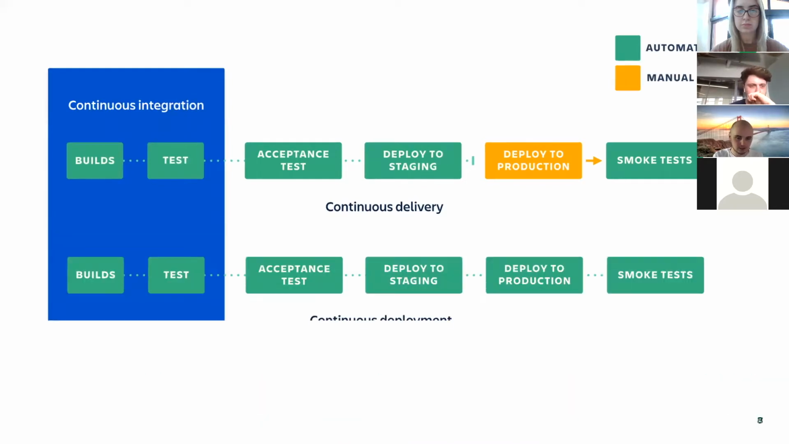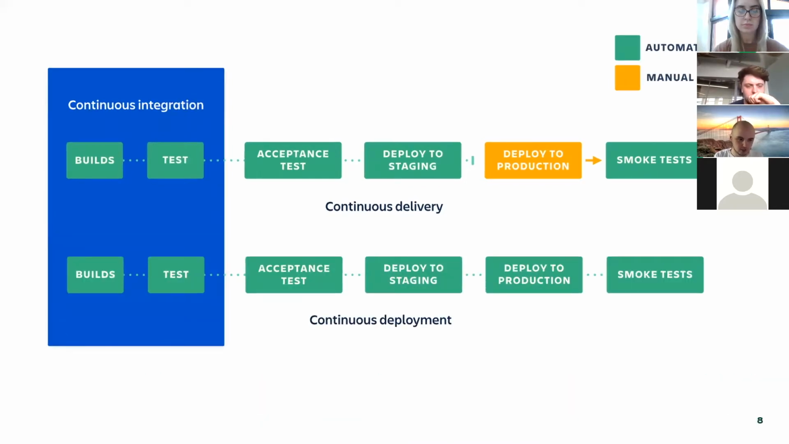And then the final bit, what we're going to talk about today, is continuous deployment. This is where there's no manual intervention. As soon as something's committed to the repo or source control, it goes all the way through a series of checks and tests and deployment stages to get out to customers automatically.